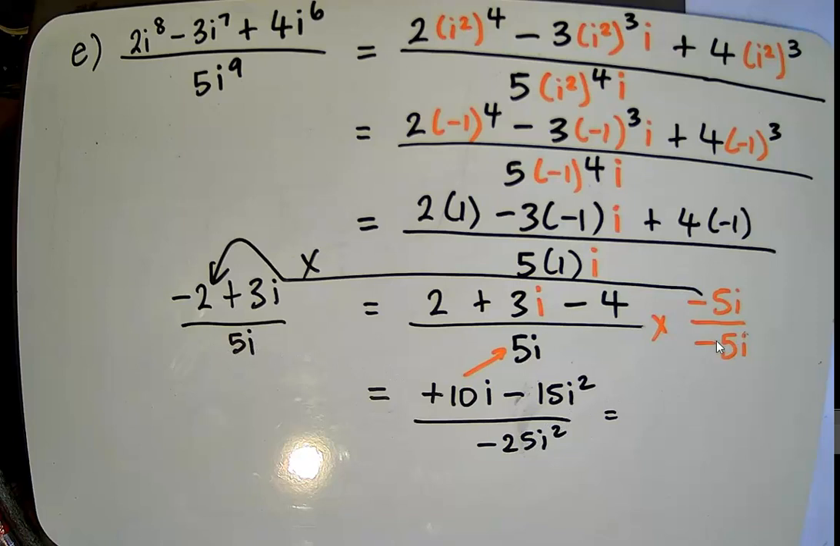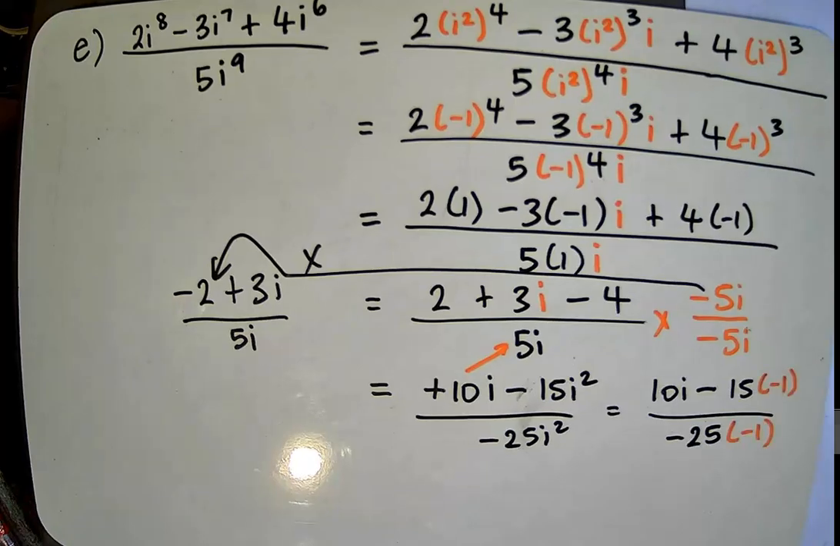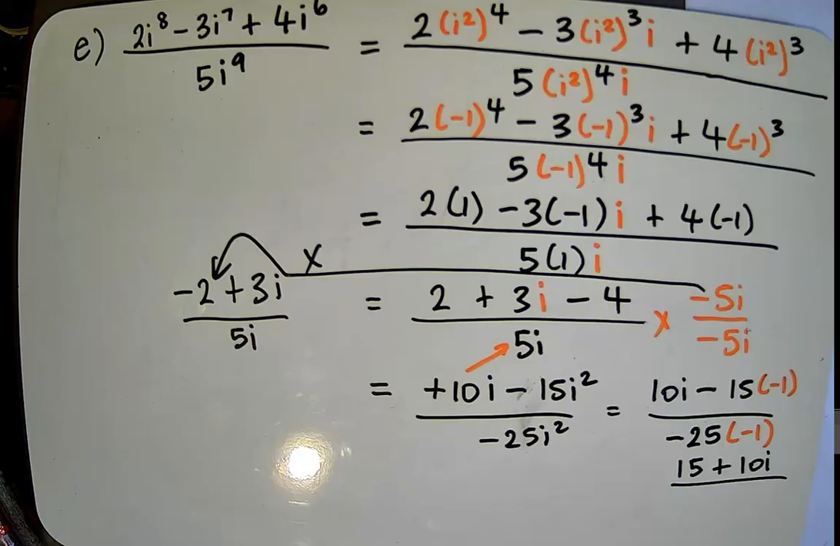Positive times a negative is a negative. i times i is i squared. So wherever we see i squared, we will put minus 1. Simplifying it, a negative 15 times a negative 1 is positive 15 plus 10i. And in the denominator, we get 25.